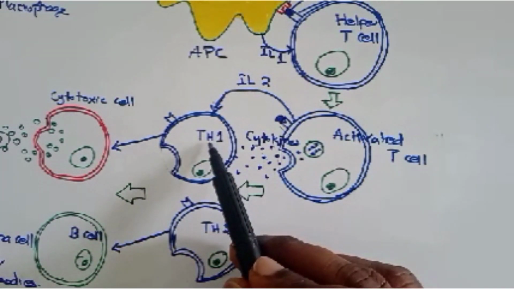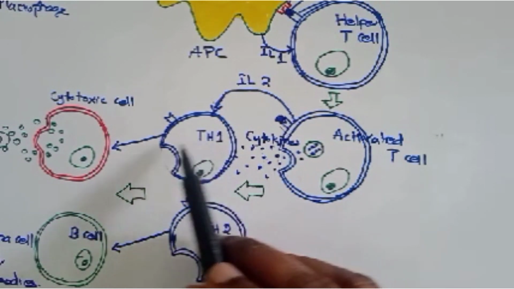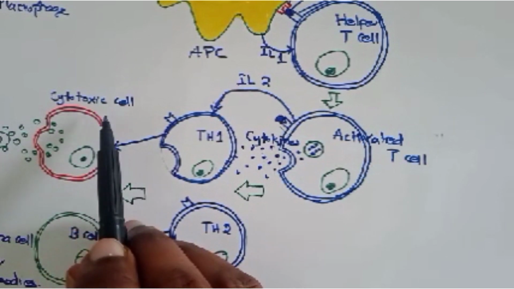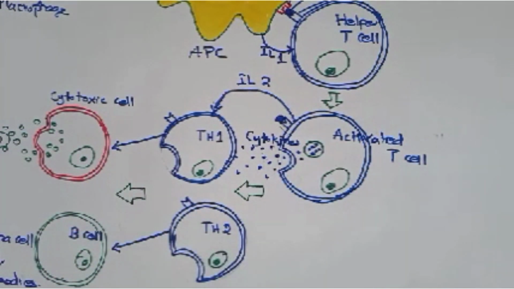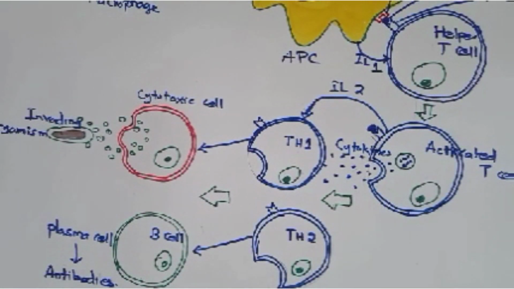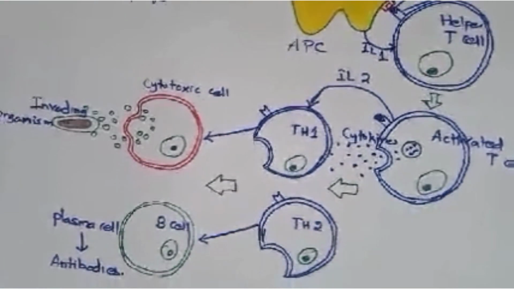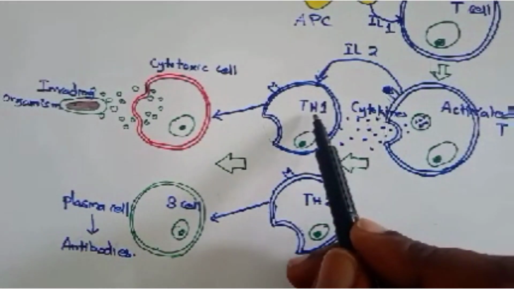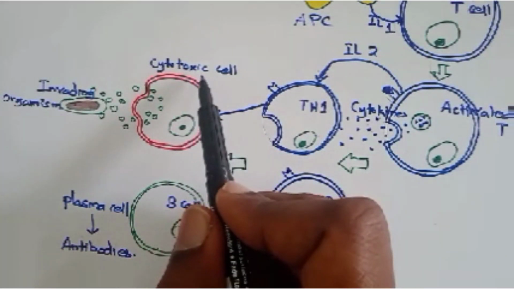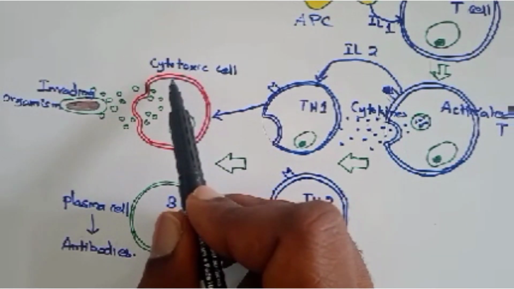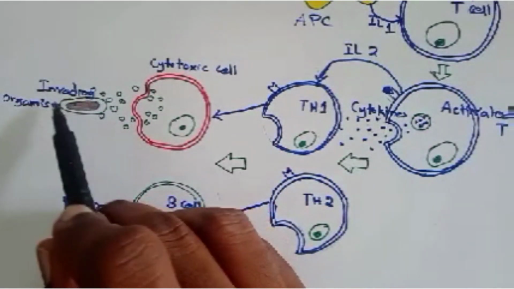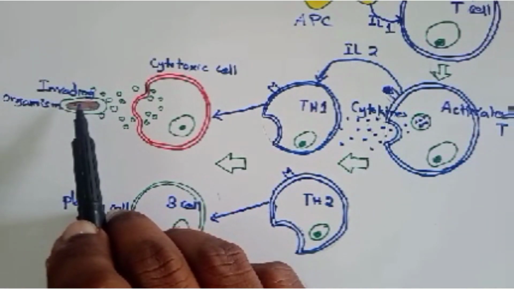The T helper cell 1, on the one hand, activates the proliferation of cytotoxic T cells. And the T helper cell 2 leads to proliferation and production of the plasma cell and antibodies. When the T helper cell 1 is activated, it leads to activation of the cytotoxic T cell. This cytotoxic T cell releases substances that lead to destruction of the invading organism.